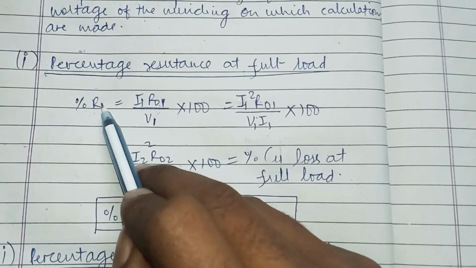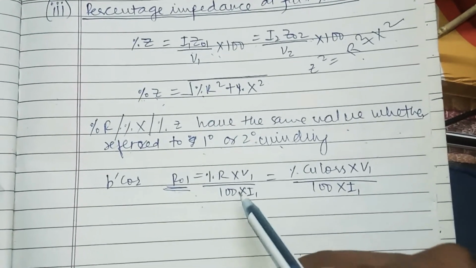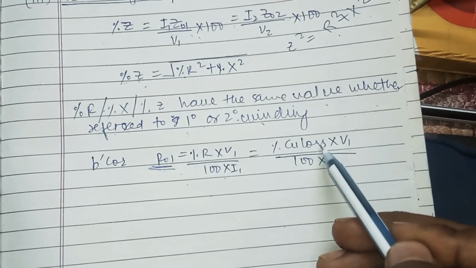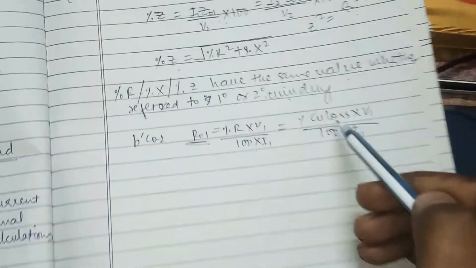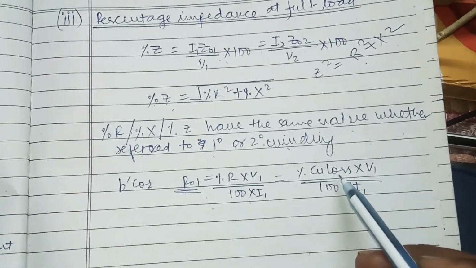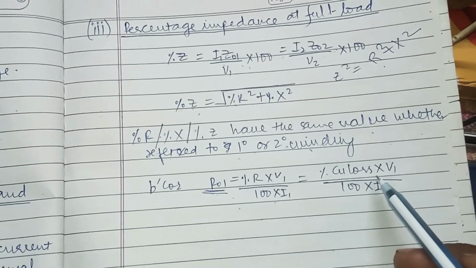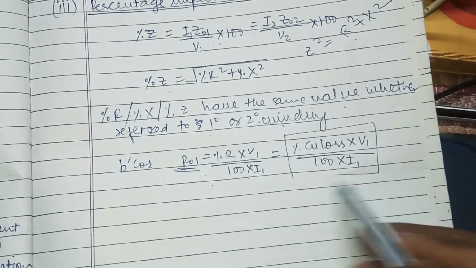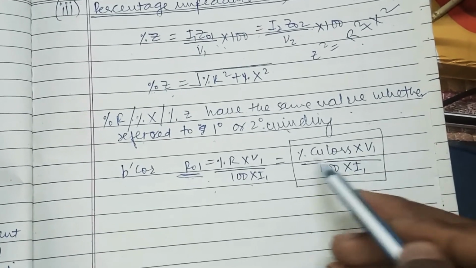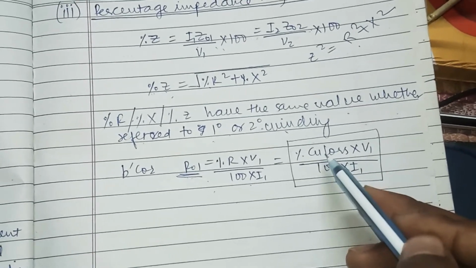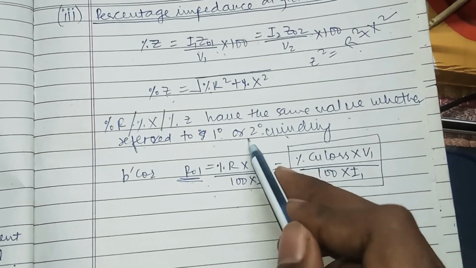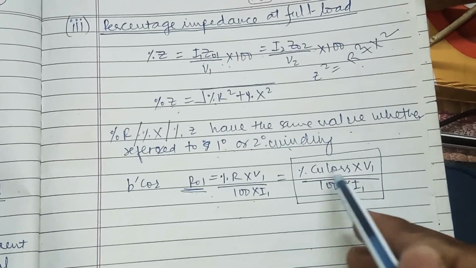R01 equals percentage R multiplied by V1, divided by I1, divided by 100. The same relation can be derived here, and in place of percentage R1 we can put percentage copper loss. Percentage copper loss is common whether we consider percentage resistance or copper loss. That is why this ratio is inclusive of all the values, and there is no mention of primary or secondary winding: it is independent of the primary winding or secondary winding.